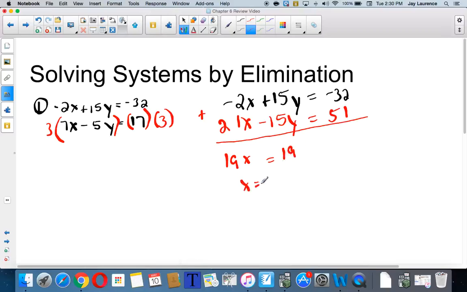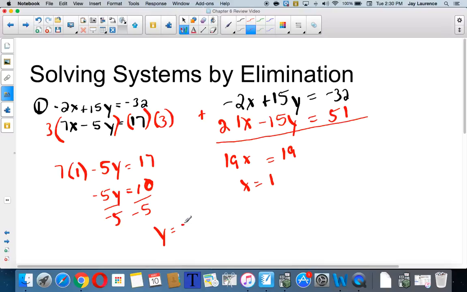Solving for x yields the answer x equals 1. All right, now to find y, I'm going to plug it into one of these two equations. I think I'll plug it into the first one. So 7 times 1 minus 5y equals 17. So that will tell me that negative 5y equals 10, right? I multiplied 7 times 1 and subtracted 7 from both sides. Now I divide by negative 5, and y is going to equal negative 2. So the point (1, -2) is there.